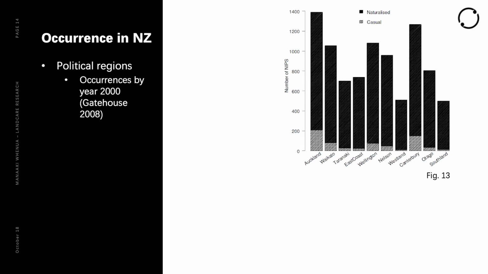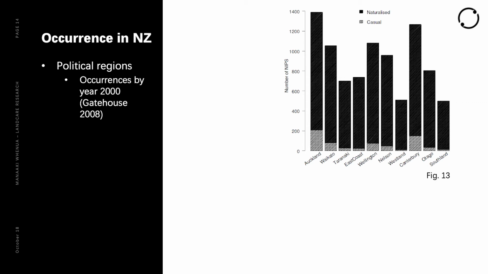The other point that we're working on updating as well is occurrence within New Zealand. And this is a figure from Hazel's thesis showing occurrences by the year 2000, but this is the type of information that we really appreciate help with updating in particular. She divided New Zealand into 10 roughly political regions and indicated the number of introduced plant species in each of those regions. The dark bars are the naturalized ones, the gray bars are the casual.